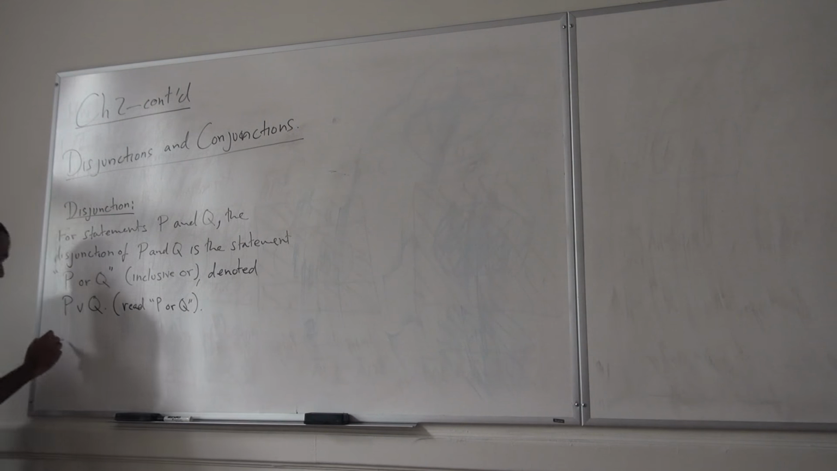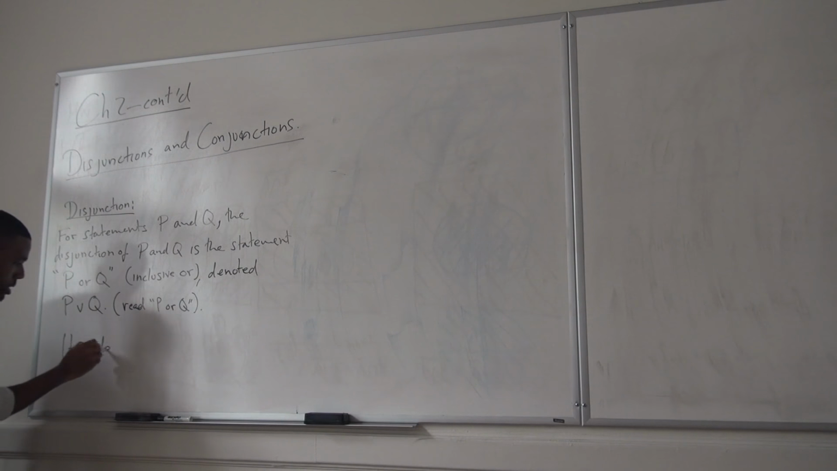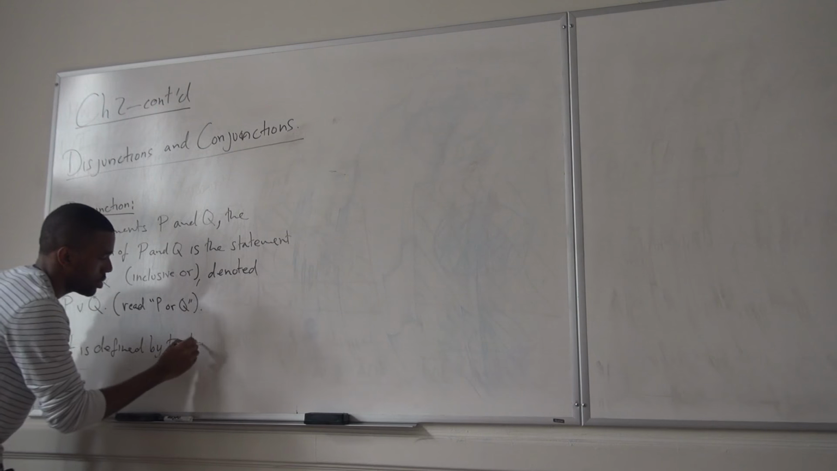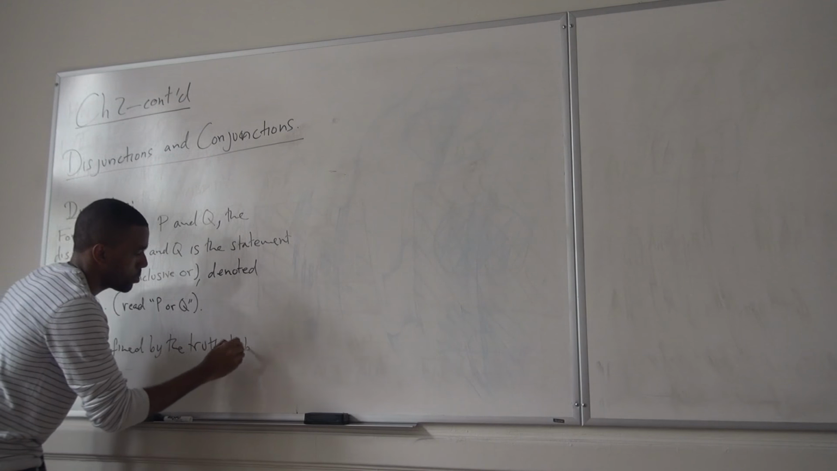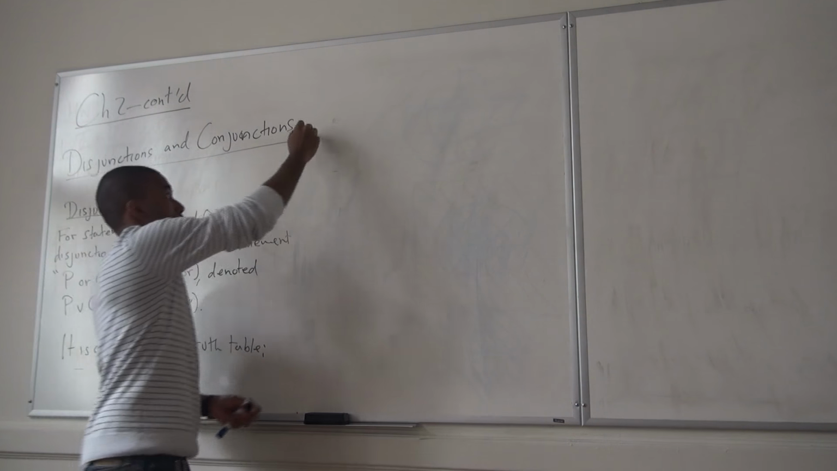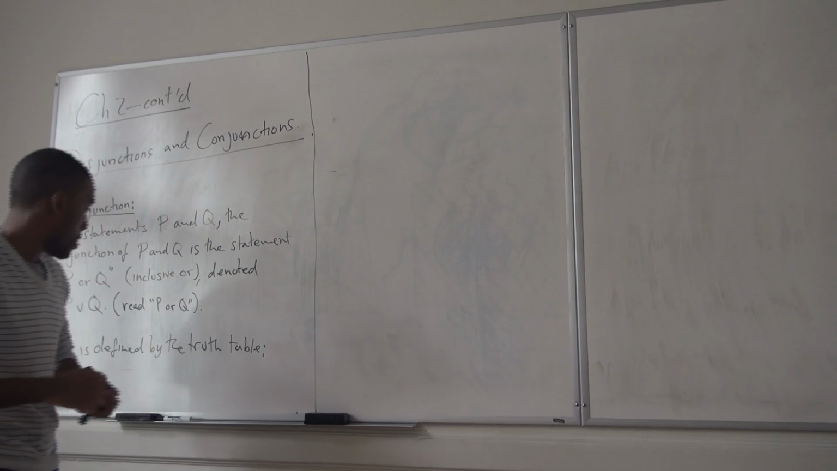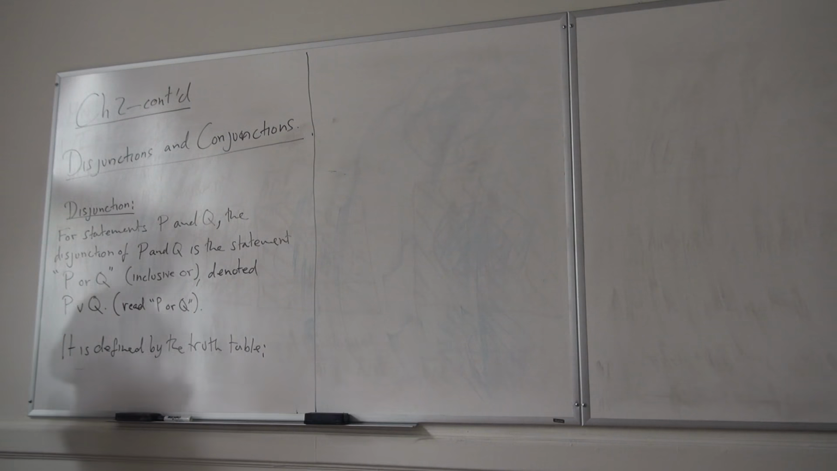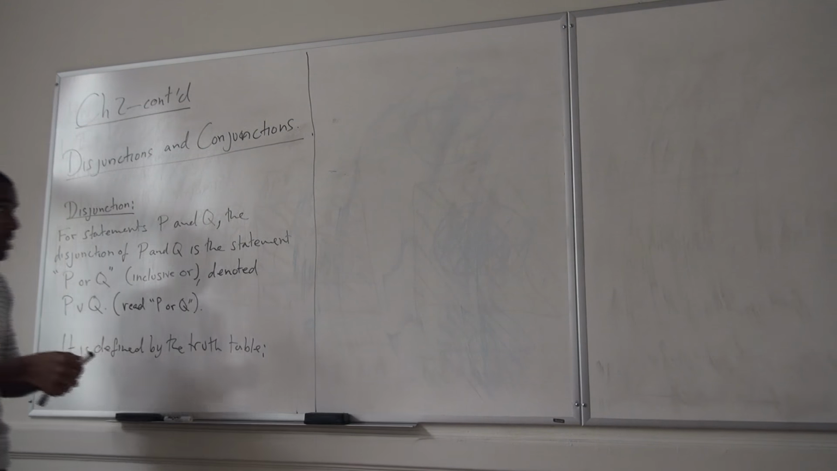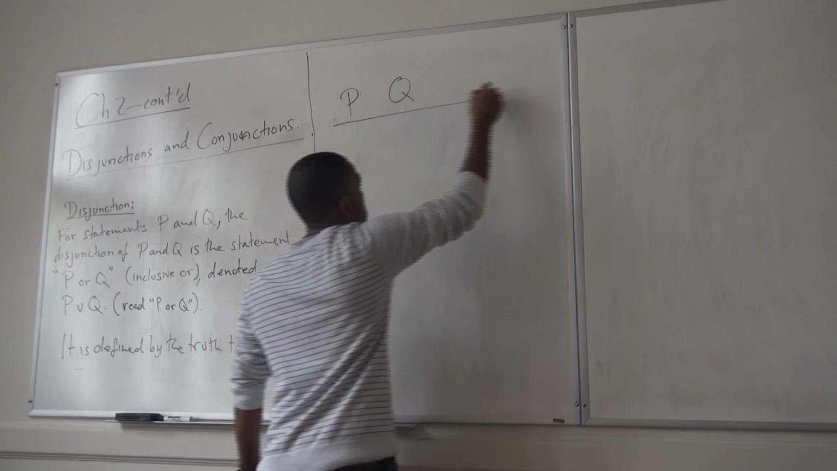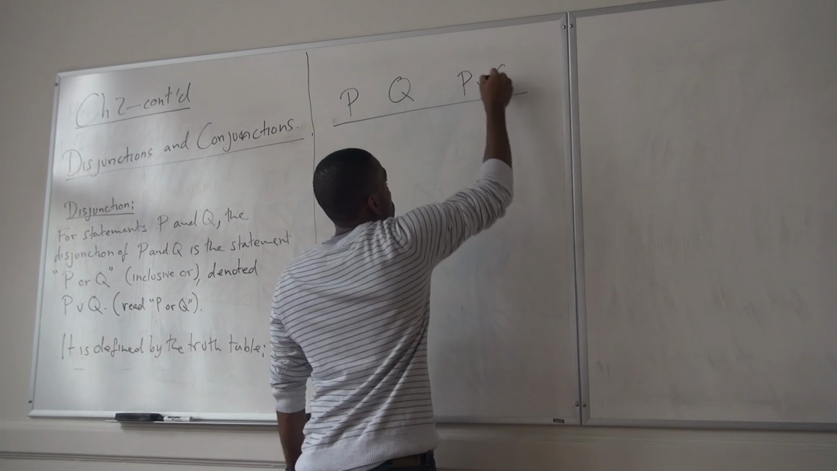It is defined by the truth table. Remember, a truth table is just a table that arranges all the truth values of our statements, and we can make a conclusion about some other statements created from those two original statements. So take P and Q, and I'm looking at P or Q.